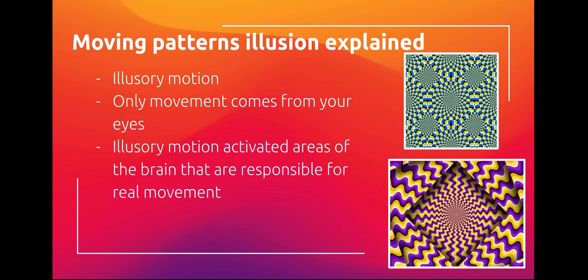So now I'm going to explain the first two optical illusions. These illusions are called illusory motion, and the only movement is coming from your eyes. So these two pictures are completely still. Illusory motion activates areas of the brain that are responsible for real movement, which is why we think that it's moving, but they're actually not.